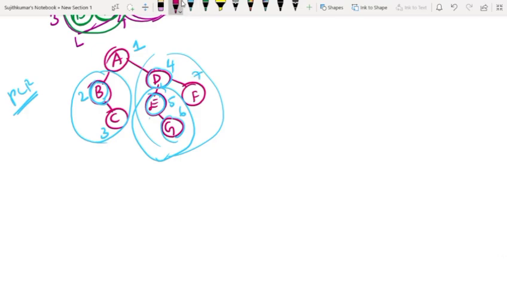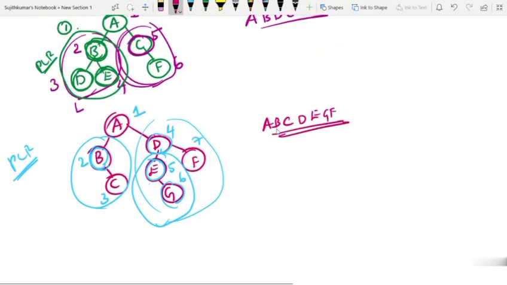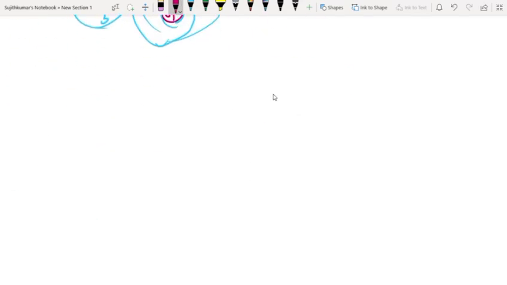That's it. So if I write A, B, follow the numbers. So A, B, C, D, then E, G, F. This is the pre-order traversal for this tree, right? I'll just end this video with one more example, a complicated example maybe.